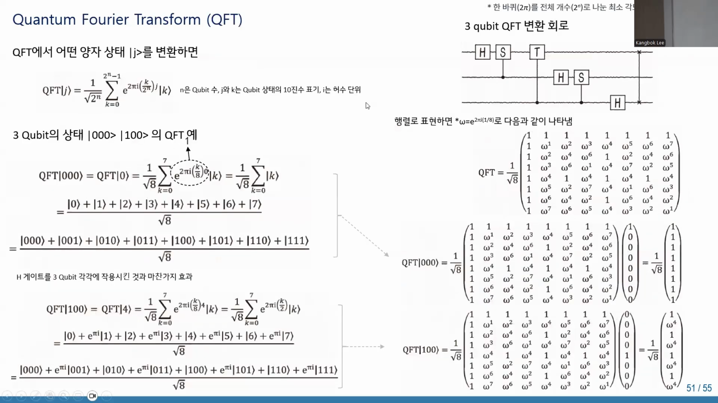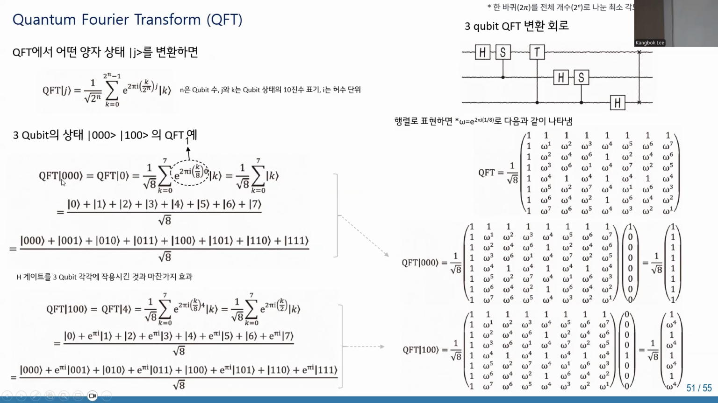Also, the quantum Fourier transform is very important. This is the quantum version of the Fourier transform. Mathematically we can express it, and the quantum circuit expression is this. You don't need to memorize the matrix form. For example, if you apply the quantum Fourier transform to this state, you will produce this, the same as with the matrix method.